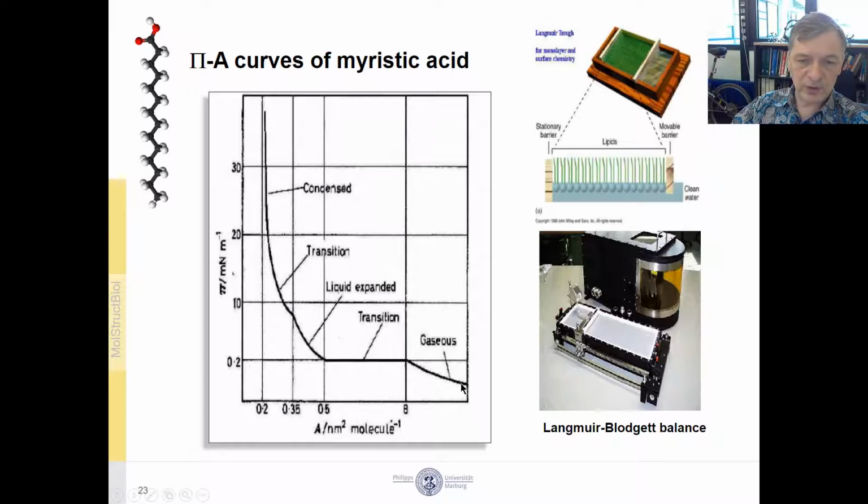So when you start here, it's a gaseous-like phase, so the individual lipids do not interact with each other on the water surface. You make the area smaller, then you come to a transition phase where they start to condense into this monolayer.